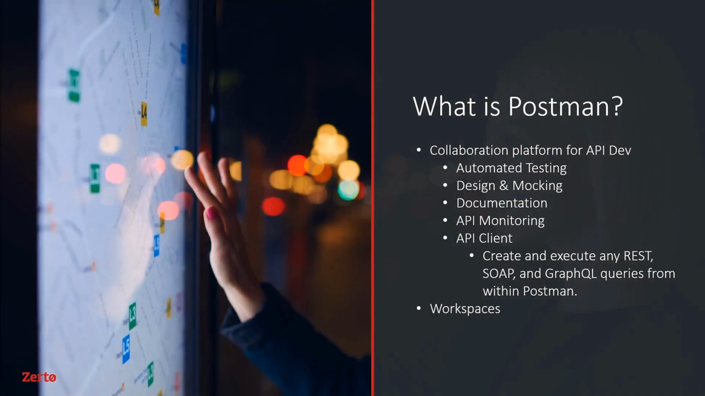And then finally, what is Postman? Postman is a fantastic tool that allows you to do so much. It allows you to do everything from automated testing to design and mocking of APIs if you wanted to create APIs. It allows for creating documentation around APIs, API monitoring. But the one that we really care about, the one that we are going to use as we start our foray into the world of APIs, is the API client. This is going to allow us to create and execute any REST, SOAP, or GraphQL query from directly within Postman.